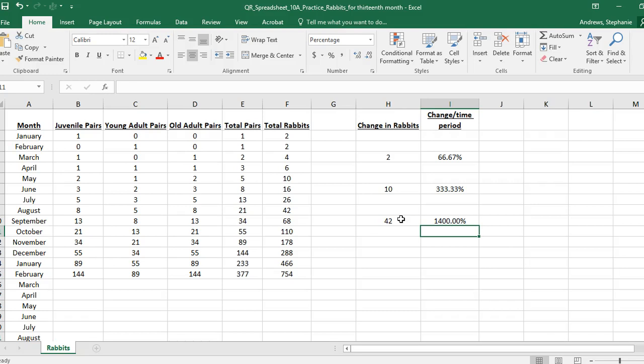And so since these rates are different, it indicates that the growth in the rabbit population is not linear. If it was linear, then these rates would all be equal and it would represent the slope of the line of the graph of the equation. So we do not have linear growth.